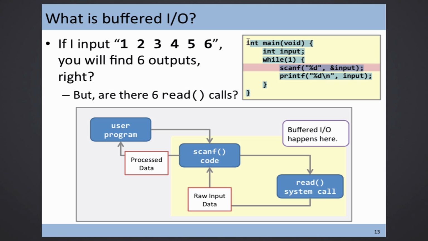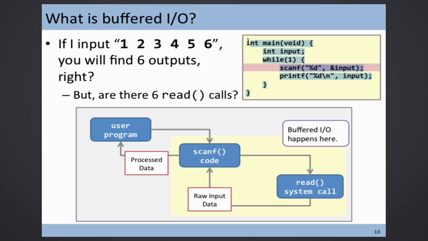How many numbers will print if I input this line? 6, right? No, 7, because if it continues, you find that the input only contains 6 numbers and it stays there because of the scanf call. Now I tell you a secret. Does this loop print 6 numbers? Does it mean that inside here I call scanf 6 times? Does it correspond one-to-one to reading the raw data using the read system call 6 times?